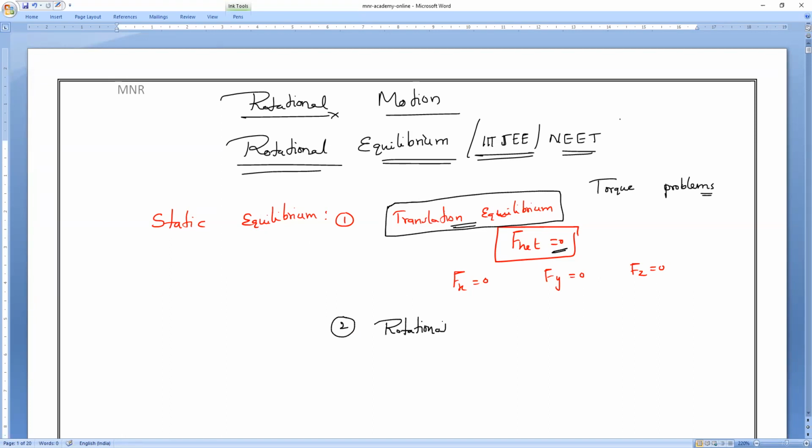Now, the second type of static equilibrium is rotational equilibrium. That is our chapter, our concept. In translation equilibrium F net is zero. Now for rotational, angular, here the net torque will become zero. That means torque in X direction is zero, torque in Y direction is zero, and torque in Z direction is zero. That is what we call rotational equilibrium.